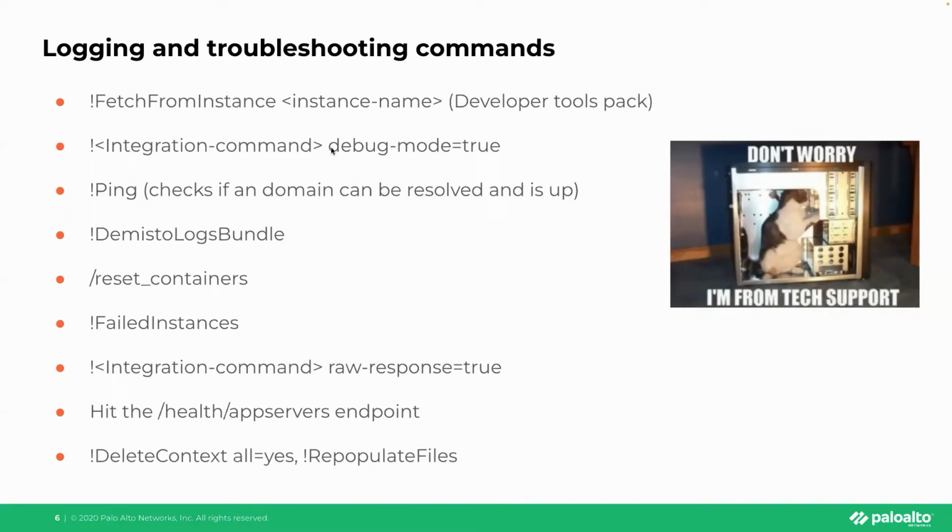The next one is any integration command. If it's erroring out, you can run it with this option or argument called debug-mode equals true. What that does is generate a log file whenever any command is run with that argument. You can review the log file to see what steps or actions the integration or automation took, and you can follow along to see where it might have errored out in case the error message itself is not very clear.